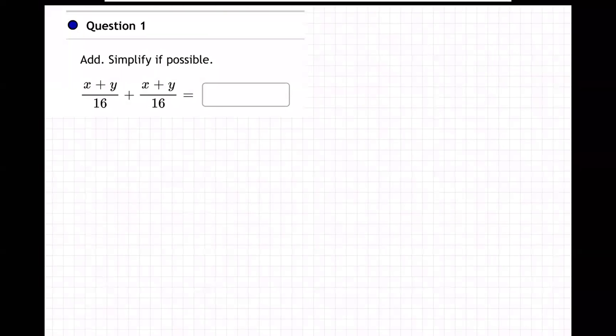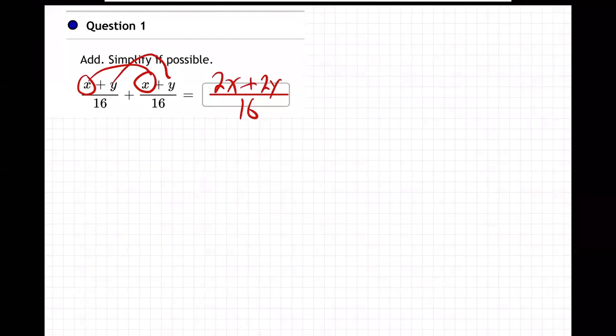Okay, we're wanting to add these two fractions. Notice they already have the same denominator. So that's nice. So remember, when you add two fractions with the same denominator, you just keep that same denominator. So I'm just going to keep that 16 again. And I'm going to add x and x, which is 2x, and y and y, which is 2y.